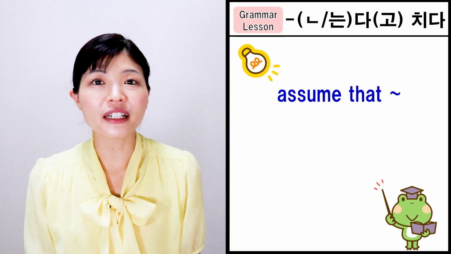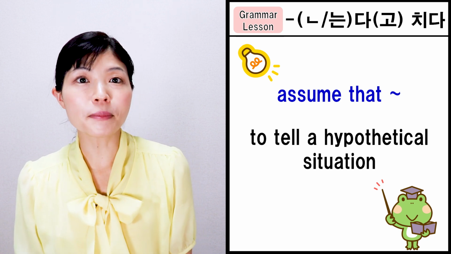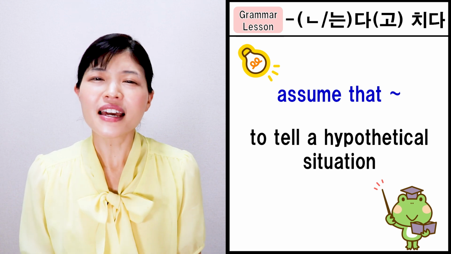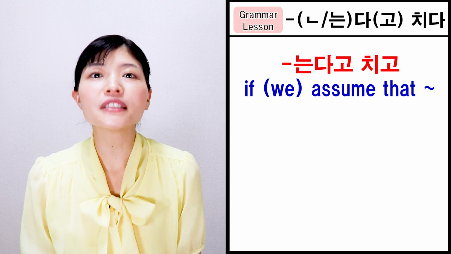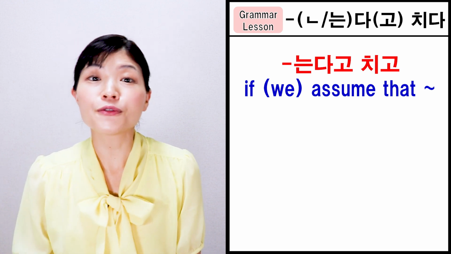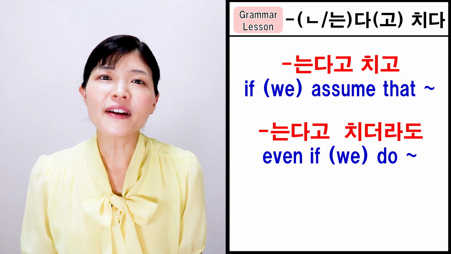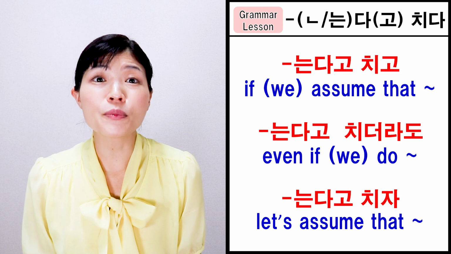The first grammar, 는다고 치다, means assume that, and Korean people use it to tell a hypothetical situation. There are some different ways to use this grammar. For example, 는다고 치고, if we assume that, 는다고 치더라도, even if we do, and 는다고 치자, let's assume that.